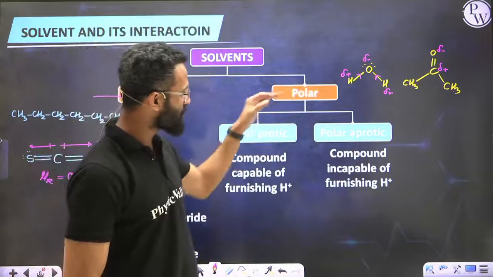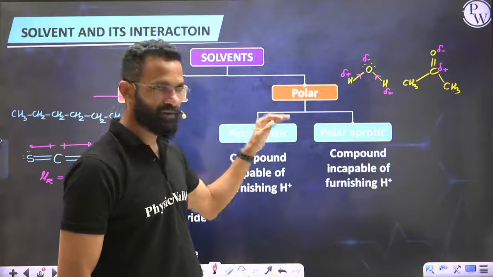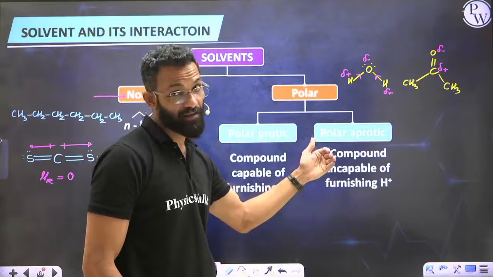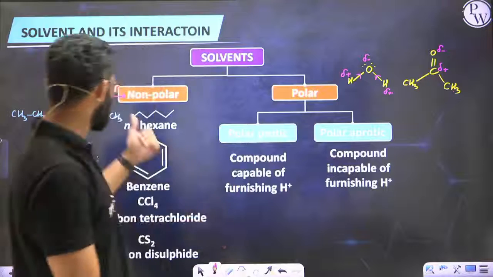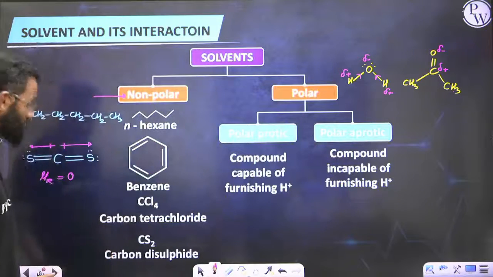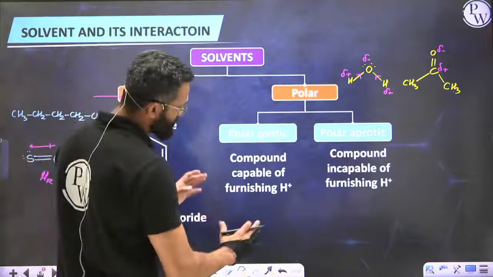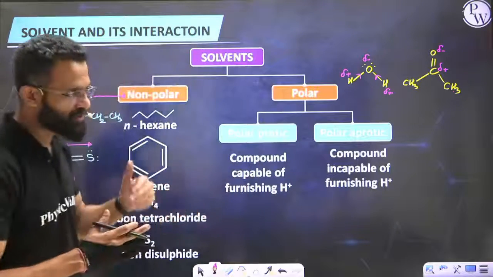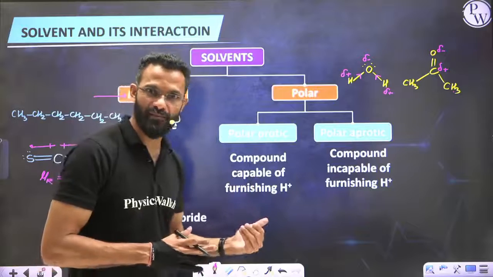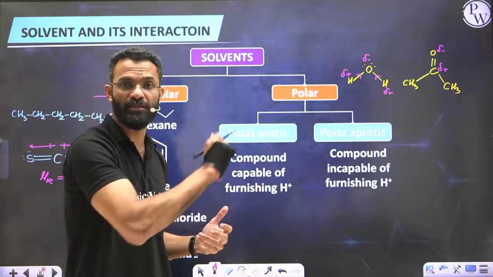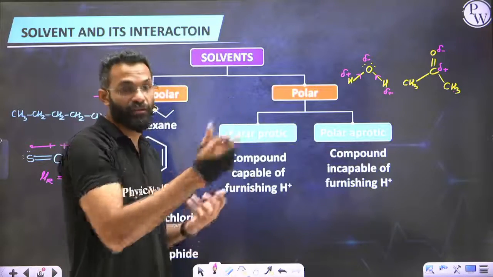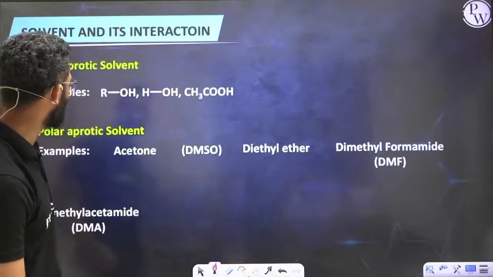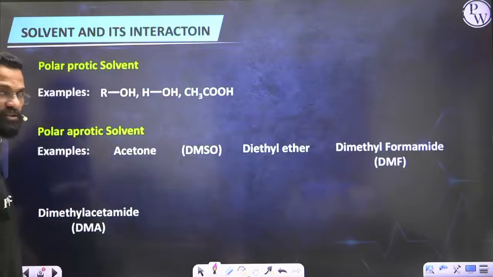Polar solvents could be further of two types: polar protic, the ones which are capable of donating H plus ion, and polar aprotic. Of course, we are going to see some more examples of this, and then there is the non-polar solvent. Well, for us the important categories are polar solvents. So to learn some more examples which we see often in exams, in some questions they mention DMF, DMSO, and we need to know what exactly they are. So let's have a look at examples of polar protic and polar aprotic solvents.